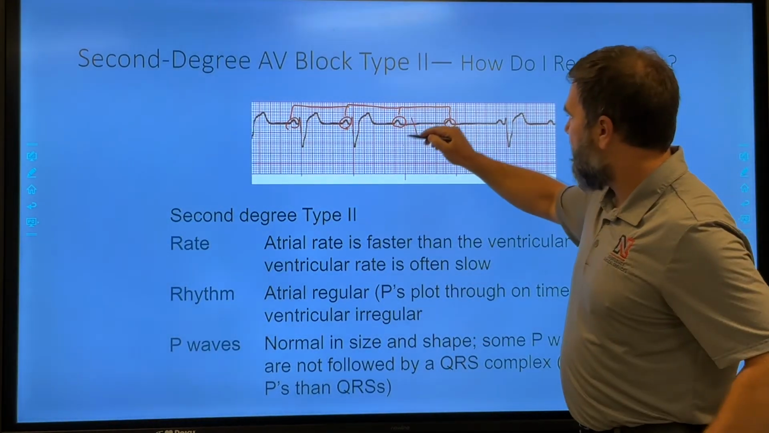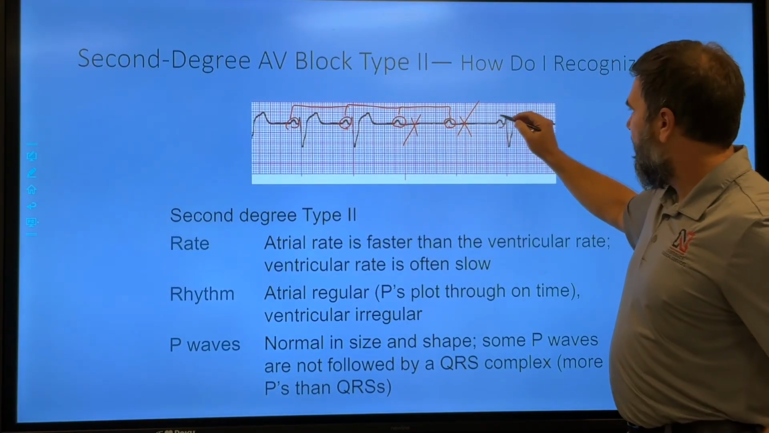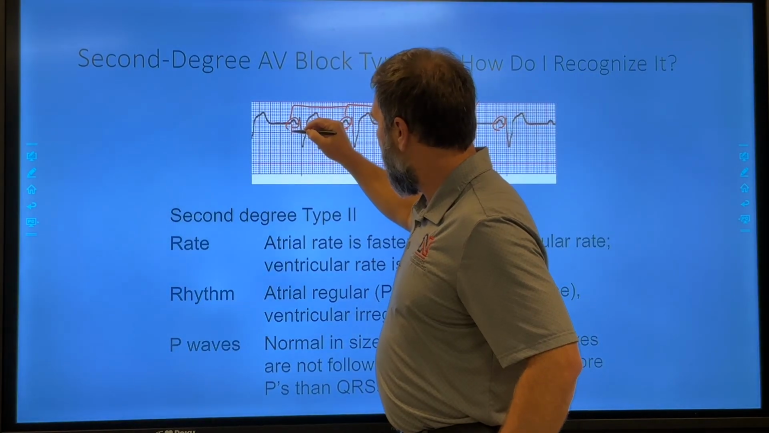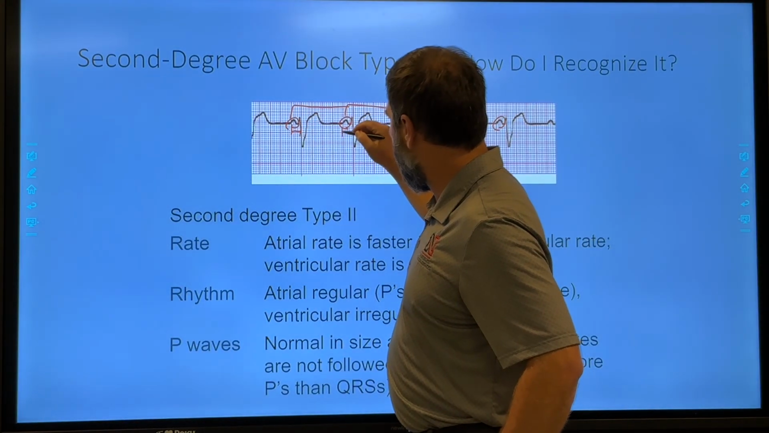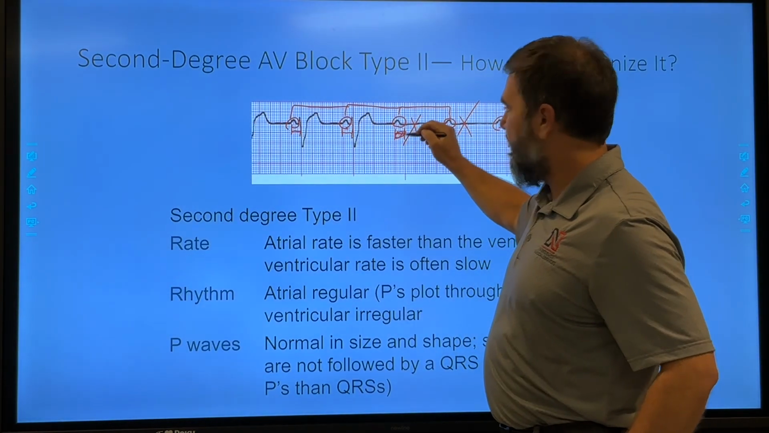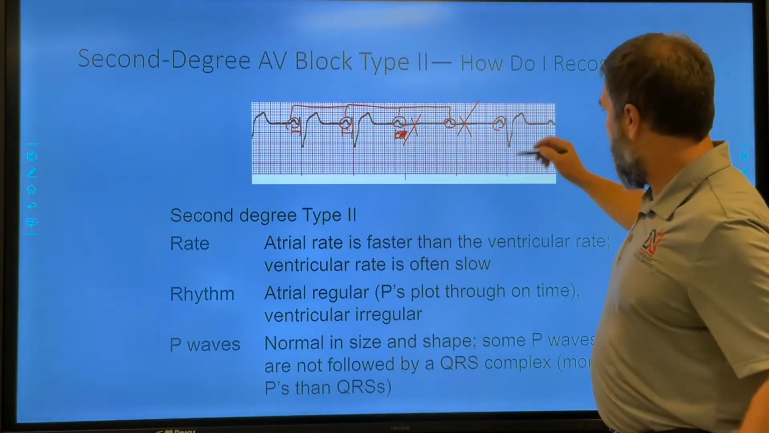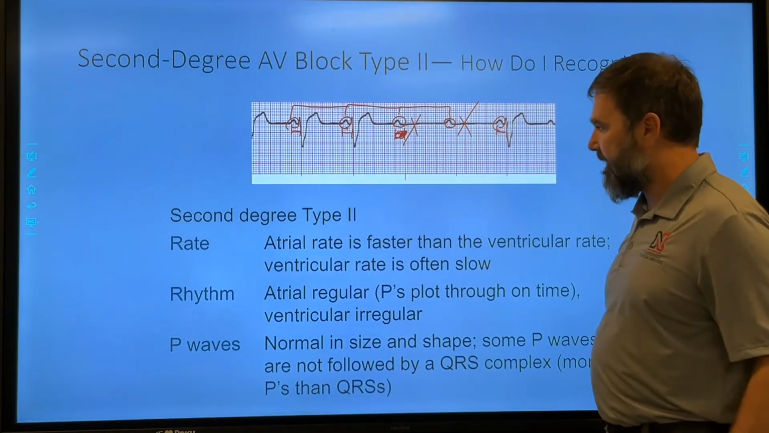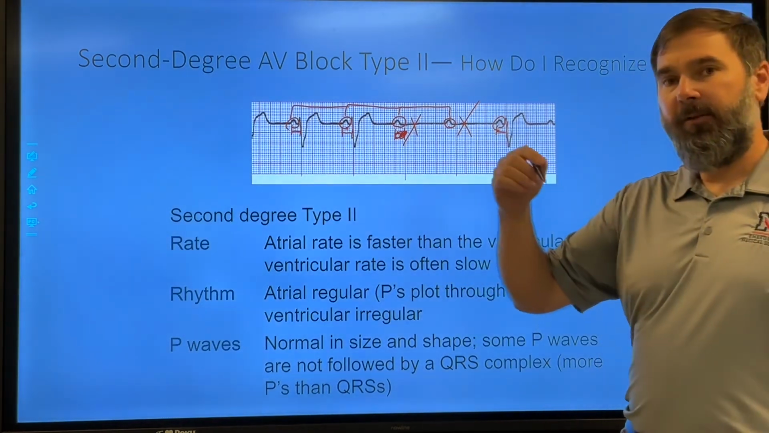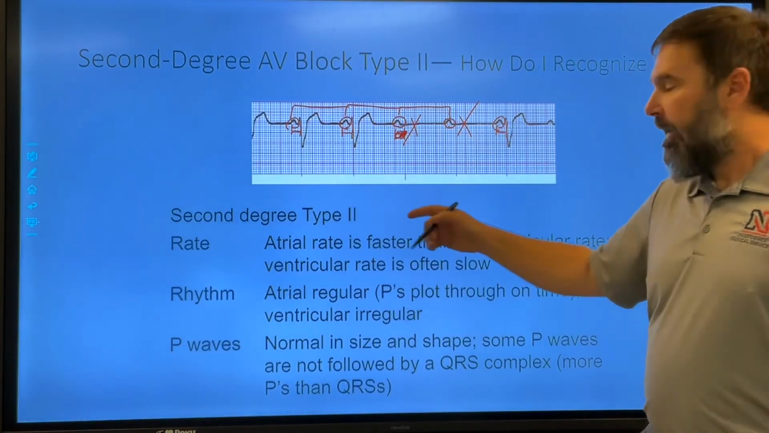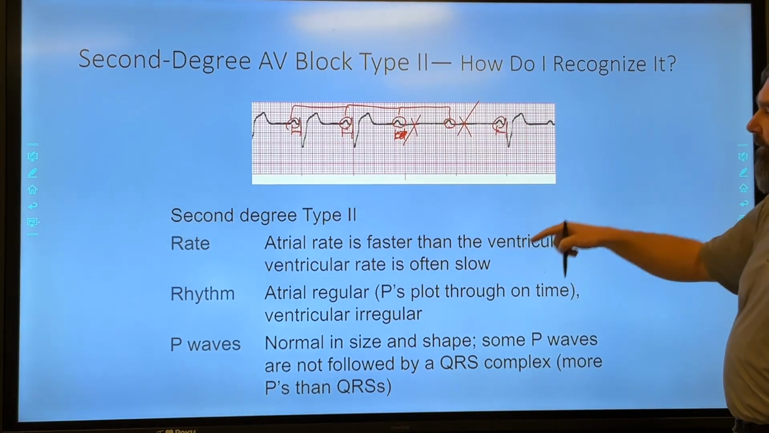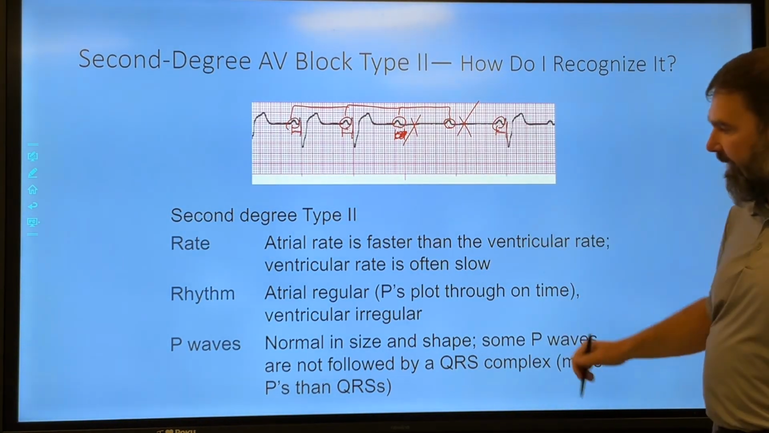So notice we have these randomly dropped complexes, but the PRI is the same. The PRI is constant. If you were to measure these PRI intervals, they would be the same. Obviously that one doesn't have a PRI. So going back to review, the atrial rate is faster than the ventricular rate because we have randomly dropped QRS complexes. The atrial rhythm is regular. The ventricular rhythm is irregular because we have random dropped beats.